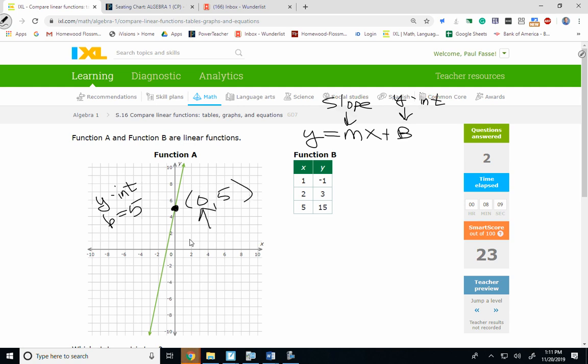So when I look at this table, I want to look at what the y value would be when x is 0. Well, it doesn't list 0 here. But if I write 0 here, I look at the pattern. This is going down.